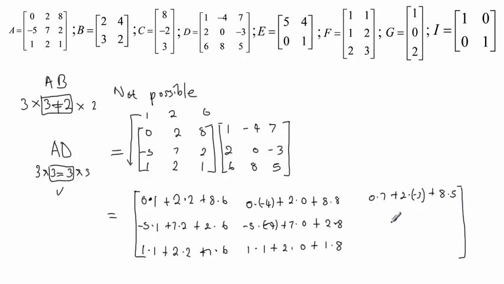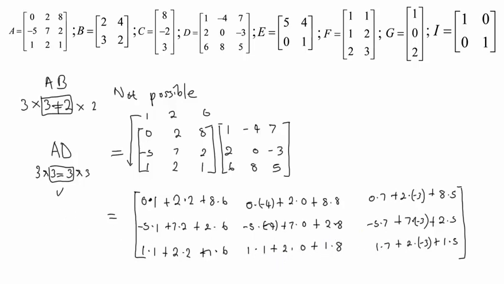So the next entry here would be minus 5 times 7 plus 7 times minus 3 plus 2 times 5. And lastly, we've got here 1 times 7 plus 2 times minus 3 plus 1 times 5. Now as you can see, this is going to give us 1, 2, 3 rows and 1, 2, 3 columns. So then what is left now is to do the arithmetic, multiply and simplify this and get a matrix in a simpler way.